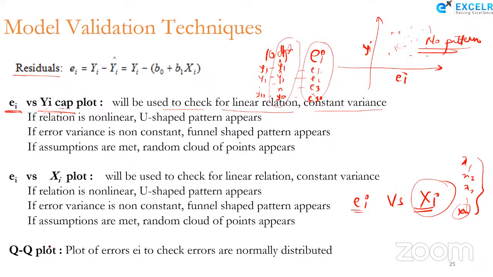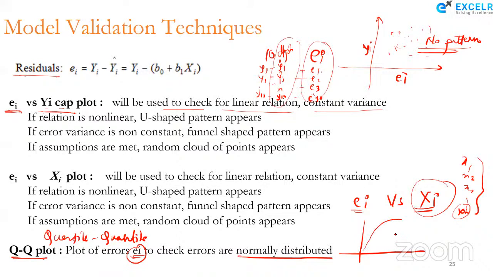The last plot is something called the QQ plot, which is also called the quantile plot. Again, this is just to check if the error data points, ei, are normally distributed or not. The other way to check normal distribution is to plot a histogram as well. If you plot a histogram or a distribution plot, you can also see if there is a shape like this, which is of the normal distribution.